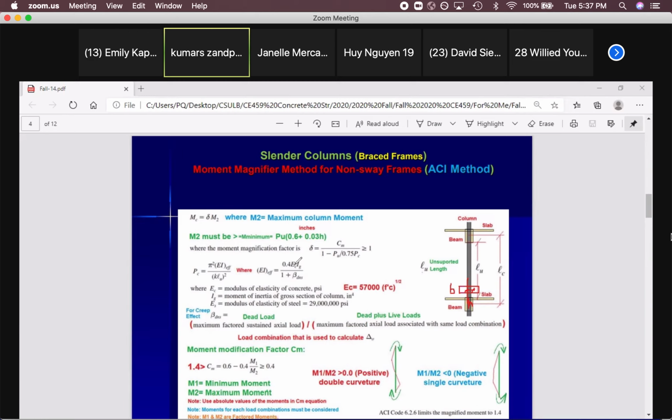You as a designer know it based on the code. Ec is 57,000 square root of f'c. You can remember that, yeah? In the first or second class, we went through Ec, how to calculate Ec based on the code. Okay, so that's your knowledge. If you can remember, go back to the code and you can read that for the material. That's it. Then divided by 1 plus beta dns.